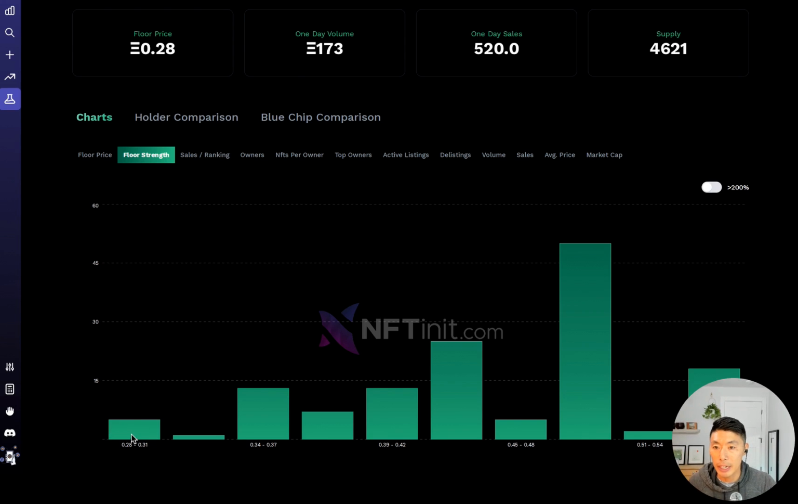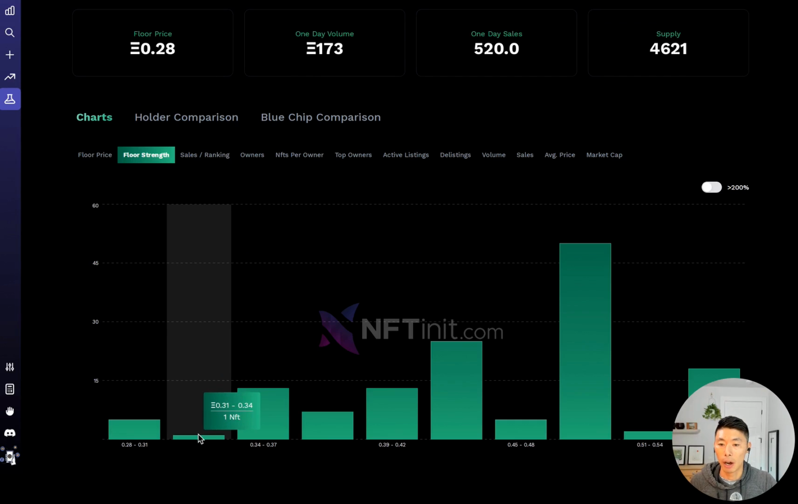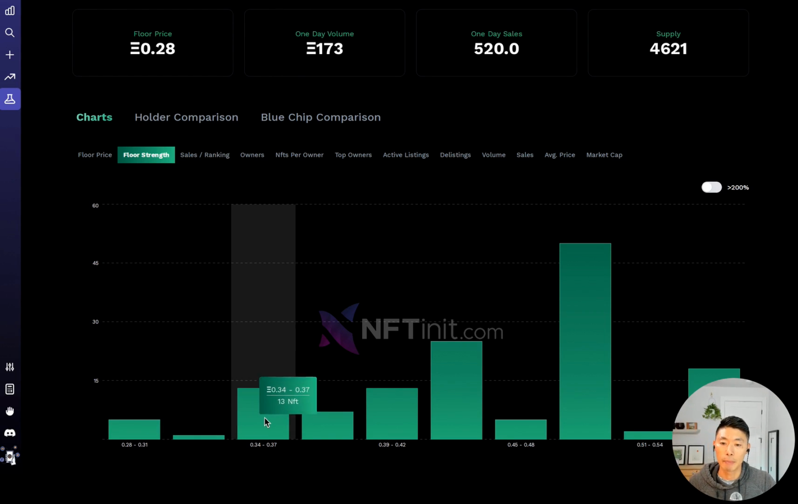So let's take an example here. For Elysium, there are 5 NFTs at the floor price of 0.28 to 0.31. Now there's one here. So if, for example, some whale finds interest in this project and just buys like 3 or 4, all of a sudden the floor price will jump up basically 0.1 ETH. And so these two would be gone, and then we'd be at, say, 0.34, 0.35, 0.37.